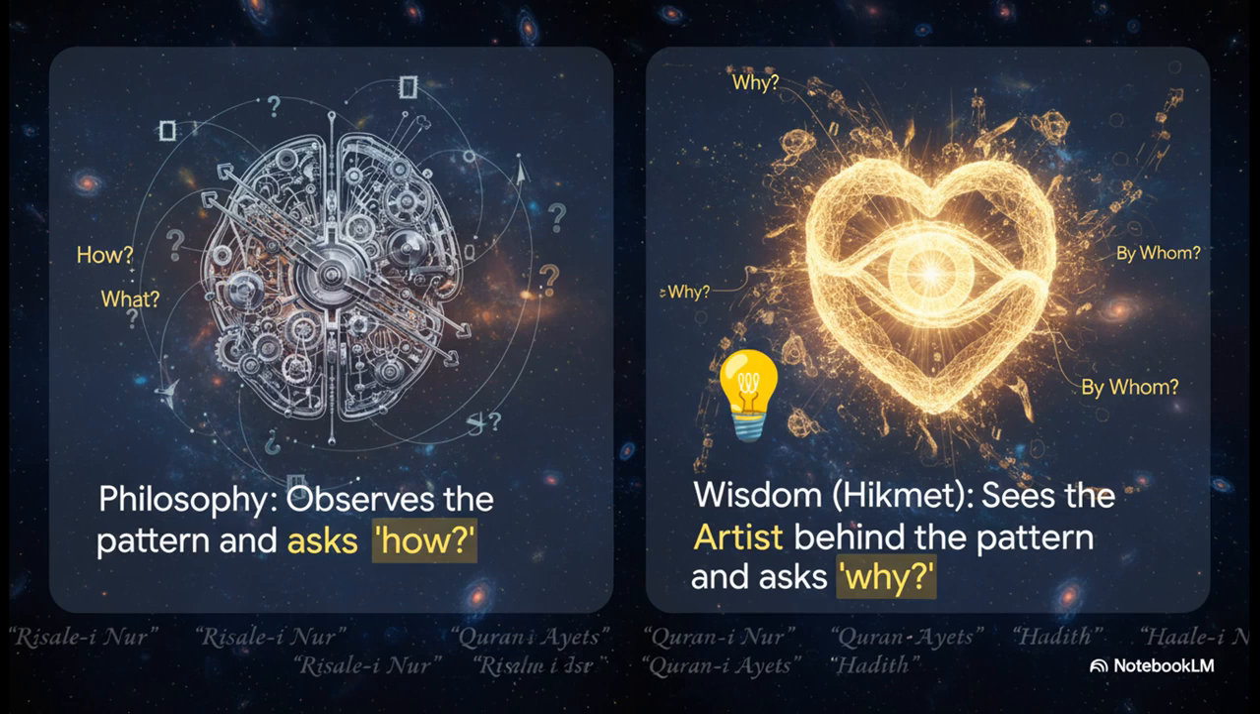The first lens is philosophy. It sees the pattern and it asks, how does this work? Which is a brilliant observation of nature. But there's another lens, sometimes called wisdom or hikmet. It sees the exact same pattern but asks different questions. Why? And more importantly, by whom? Through this lens, you're not just seeing the art, you're looking for the artist.